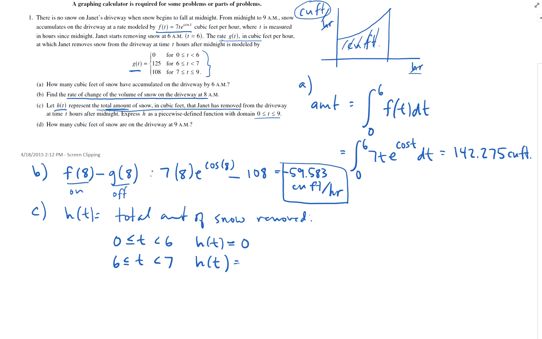Well, how do you figure out how much she's removed? Well, isn't that the integral from 6 up to t? If I wanted the total amount from 6 to 7, it'd be the integral from 6 to 7. But since t is any value between 6 and 7, then the amount she removes is the integral from 6 to t of g of t dt, which in this case, since it's between 6 and 7, that's 125, right?